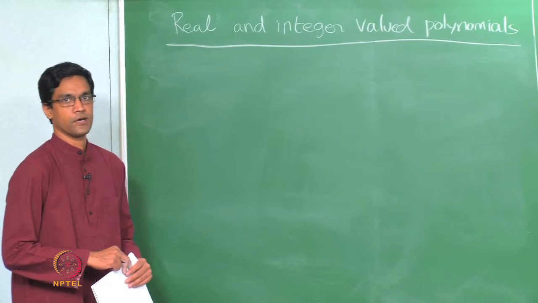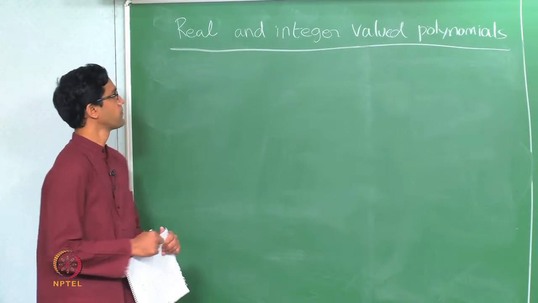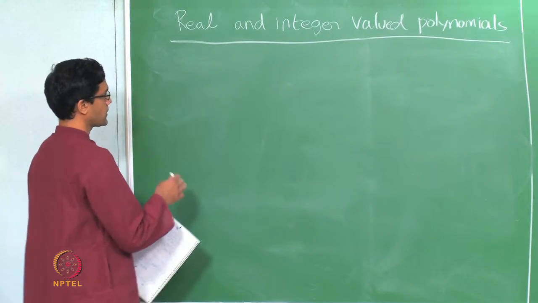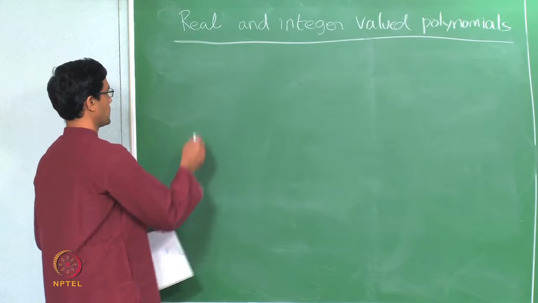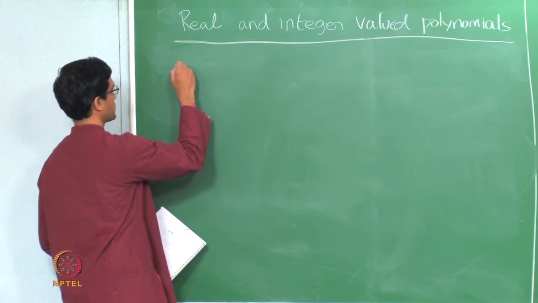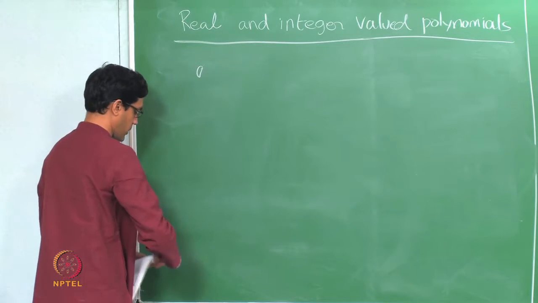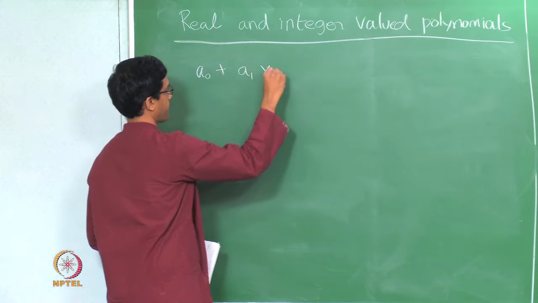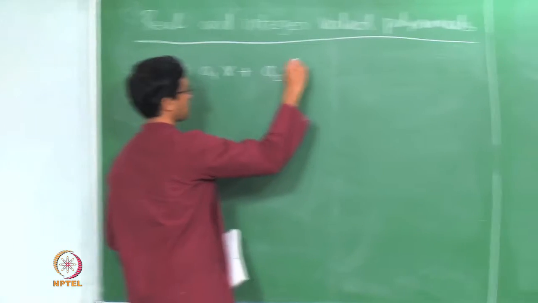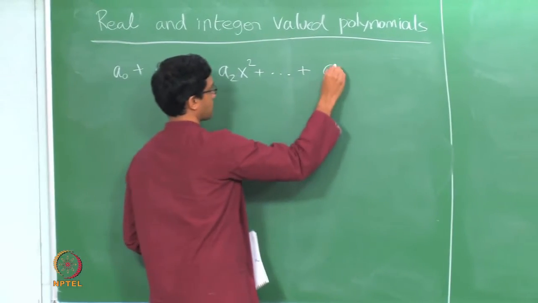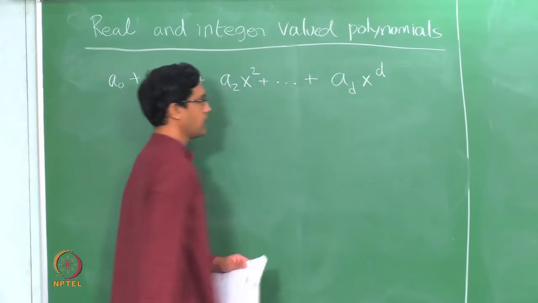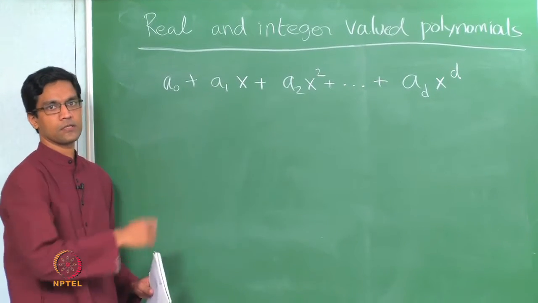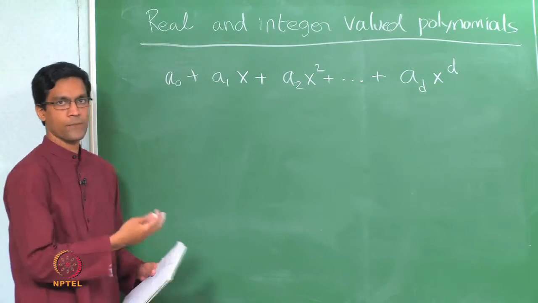This time I want to talk about real and integer valued polynomials. So what do we mean by this? Let us begin by considering the most general constants. For us a polynomial was an expression of the form a0 plus a1x plus a2x squared and so on, up to x power d. Now the most general thing we could do for now is to allow the ai's, the coefficients, to be complex numbers.